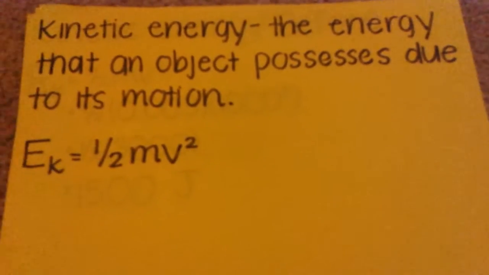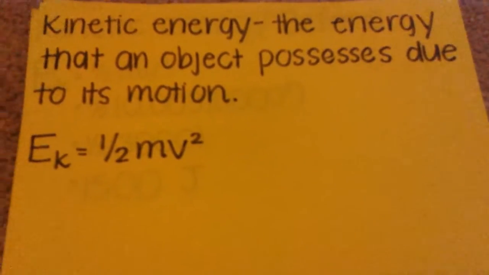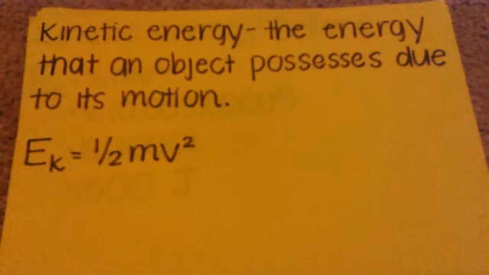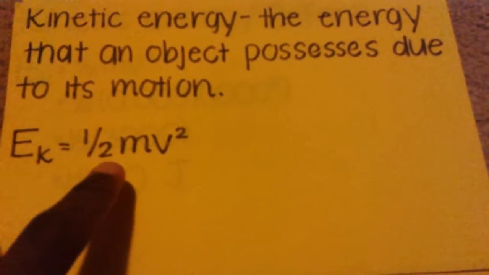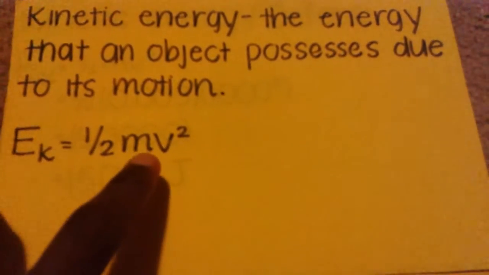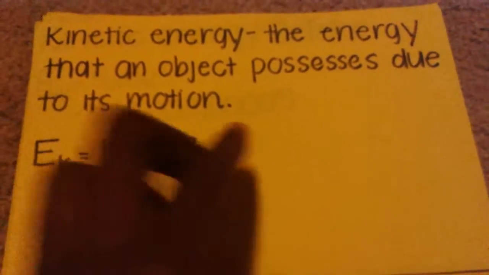Let's review what kinetic energy is. Kinetic energy is the energy that an object possesses due to its motion. It can be written as 1/2 times the object's mass times the object's velocity squared.